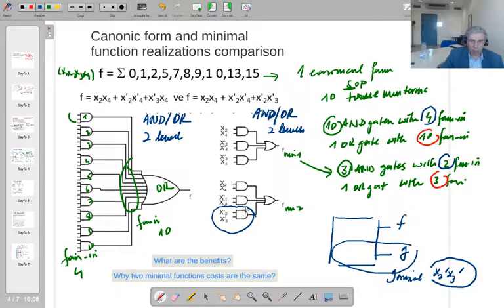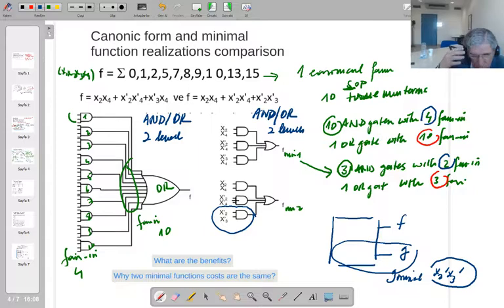If it is only just one, the cost of this minimal function and this minimal function is the same. Why is that? This one has got 3 AND gates, this one has got 3 AND gates, and all the fan-ins of the AND gates is 2. For this case, it is 2 as well. So this OR gate just 1, and the fan-in for these AND gates are the same. So the cost of this and this is the same.